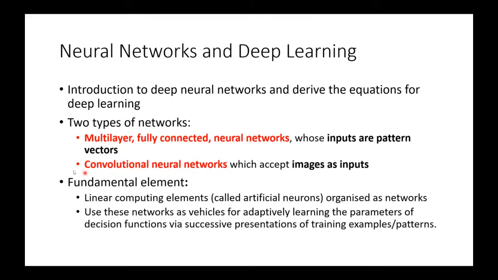And the more famous, I would say more modern, but actually convolutional neural networks appeared in 1989, if I'm not mistaken. But the most famous now is the convolutional neural networks, which basically accept images as input. The fundamental element of neural networks are linear computing elements that are called artificial neurons. And these artificial neurons are organized as networks. They are called neurons because they were based on the functioning of natural neurons.